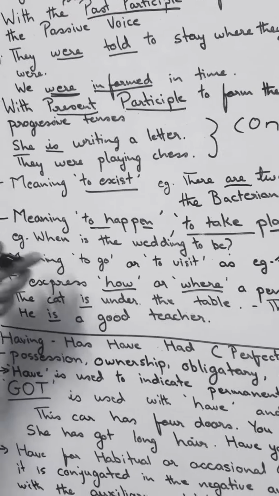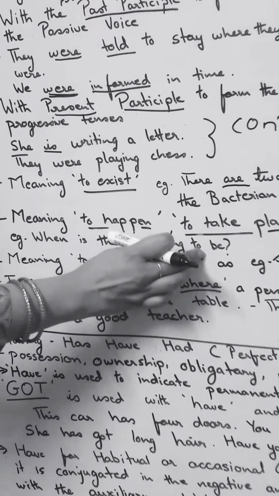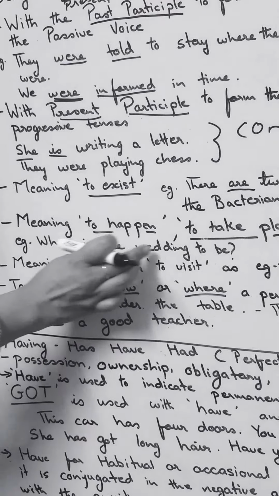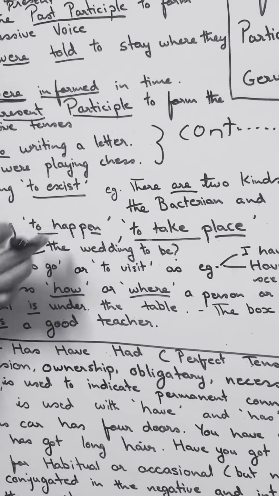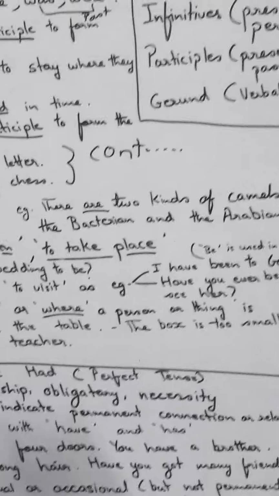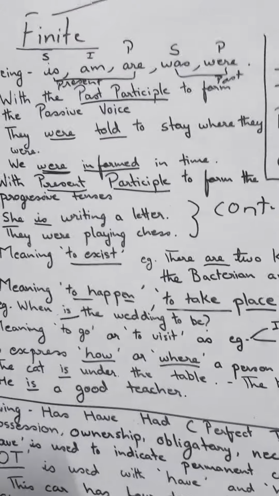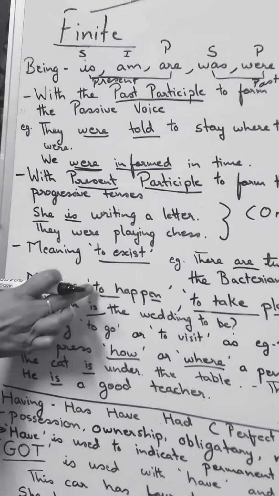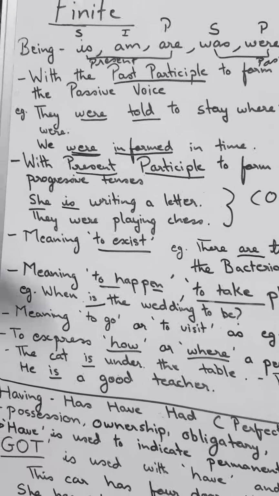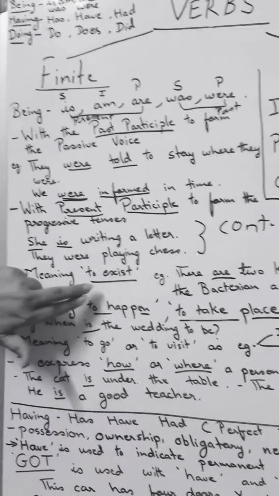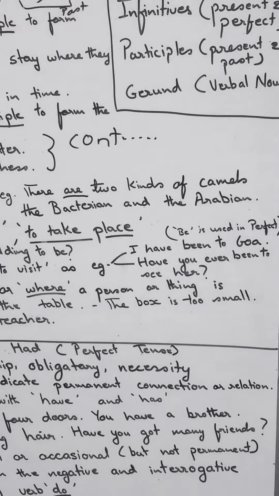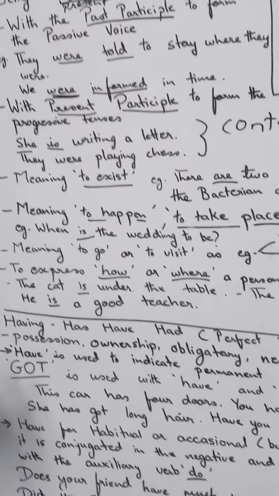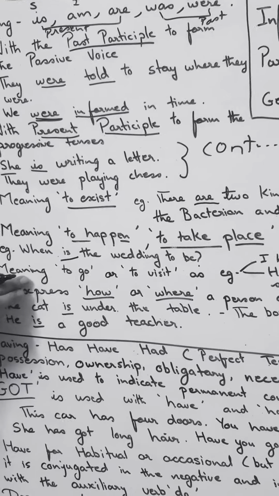Now the example: when is the wedding to be? Being form, is. When is the wedding happening, when is the wedding taking place? So, to happen or to take place. This proves the meaning. So till now we have talked about two meanings: to exist, and to happen or take place. Now we proceed to the next meaning.